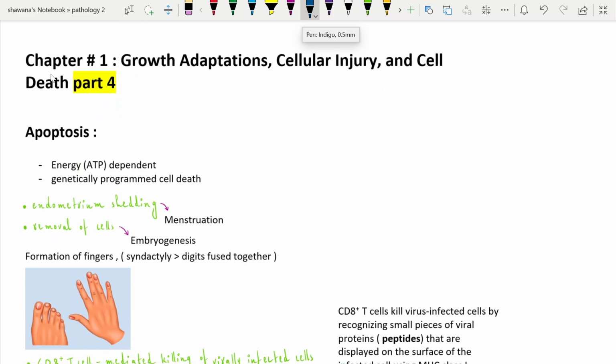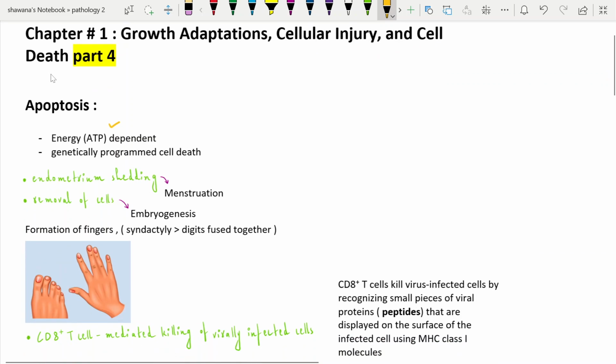In contrast to necrosis, apoptosis is programmed cell death, and it is physiological. But necrosis is pathological, and necrosis does not require any energy. It is not an active mechanism, but apoptosis is energy dependent. It means that it is ATP dependent. What are some examples of apoptosis?